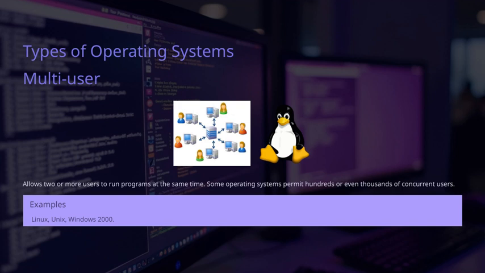For example, Linux, Unix, and Windows 2000 are all well-known multi-user operating systems. They manage multiple user sessions smoothly, ensuring each user has their own workspace while sharing the system's resources effectively. Understanding multi-user capabilities is crucial because it highlights how modern operating systems are designed to support collaboration and productivity on a large scale, which ties back to our overall theme of how these systems serve diverse user needs efficiently.